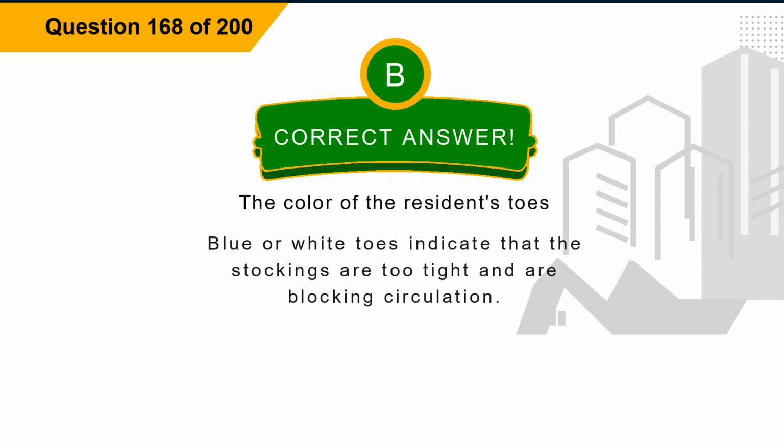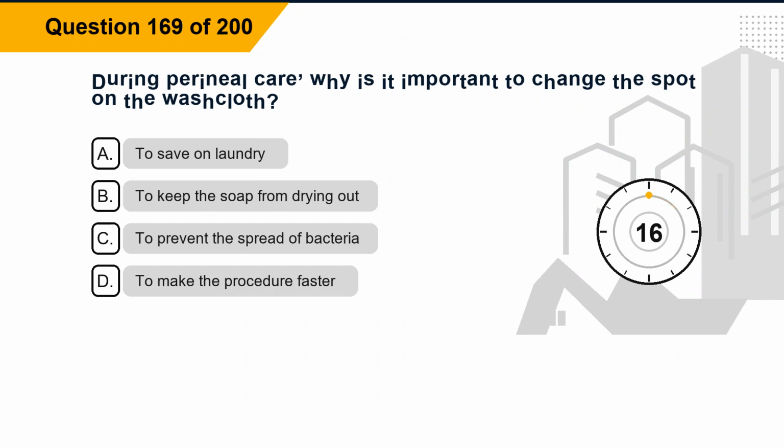The correct answer is option B, the color of the resident's toes. Explanation. Blue or white toes indicate that the stockings are too tight and are blocking circulation. Question 169.